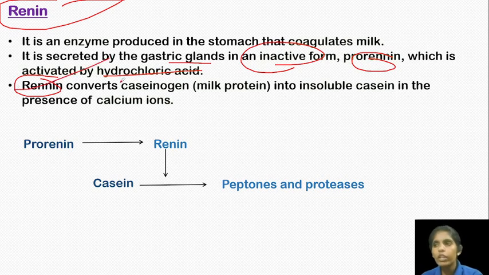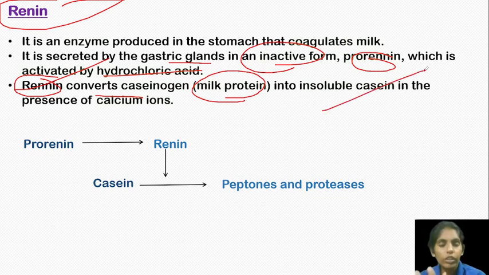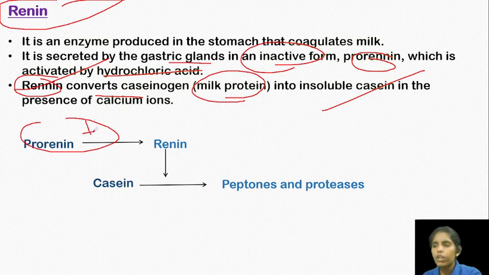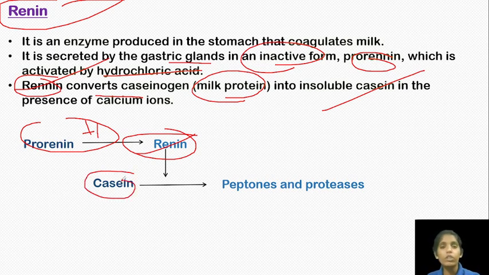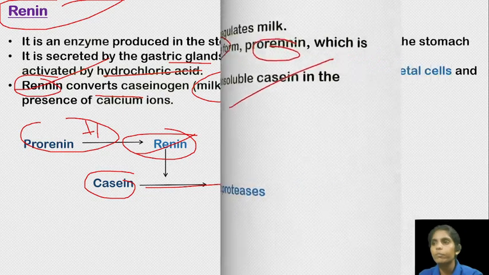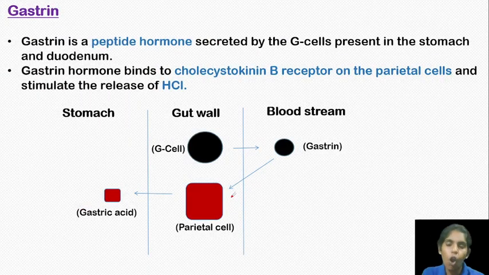What is the function of this renin? It converts the milk protein, that is the casein protein, into insoluble casein. It will help in the digestion of milk protein, that is casein. Prorenin in the presence of HCl gets converted to renin, which is the active form, and the renin will try to digest the casein protein, which is particularly present in the milk, into peptones and proteases, which are simpler forms of casein protein. And now coming to the hormones.